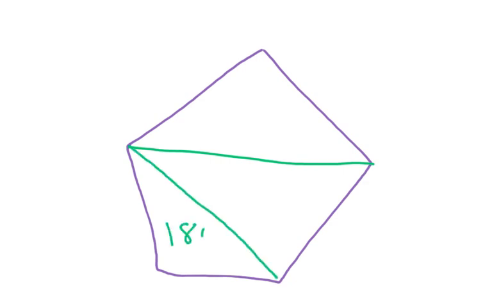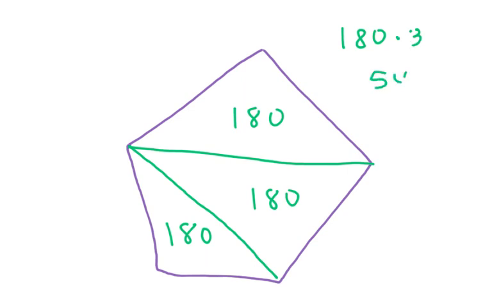By the same token, and this is just for your information, if we were to take a pentagon, if you were to draw diagonals from one vertex like that, that would make a triangle that's 180, another one that's 180, and another one that's 180. And so that would be 180 times 3. And so that's going to be 540 degrees. And so any pentagon has angles that add up to be 540 degrees.